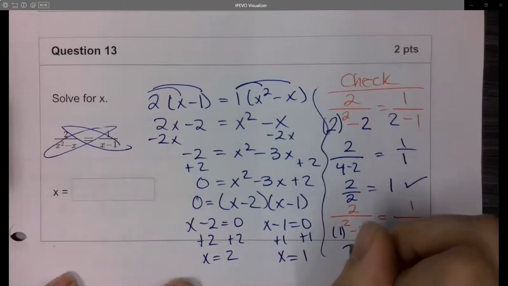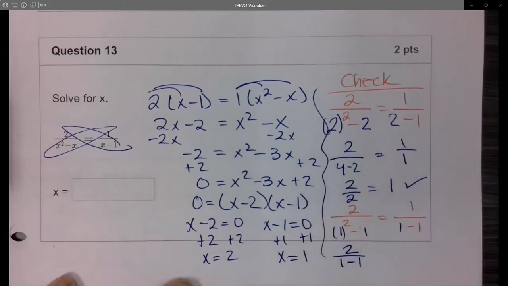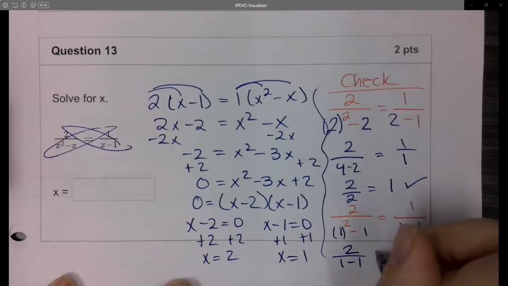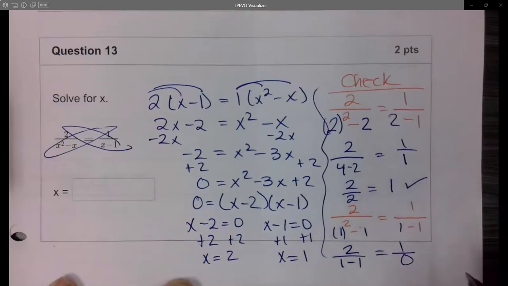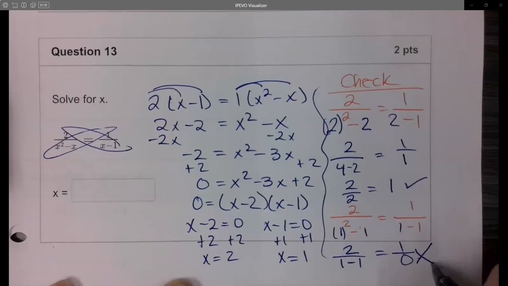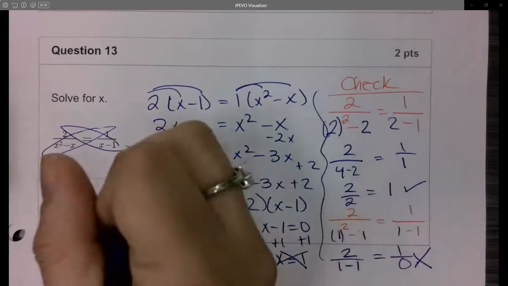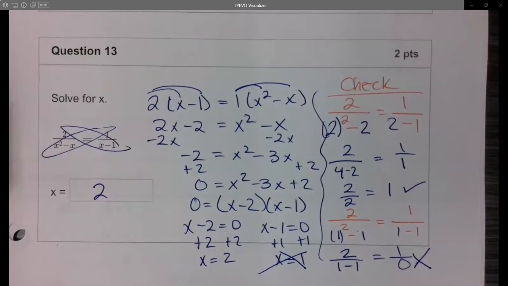Then if I check that 1, when I plug it in, I'm going to have 2 over 1 squared is 1, minus 1 is minus 1, and then over here I have 1 over 0. You can't have 0 on the denominator, so this one doesn't work. My only answer here is x equals 2.